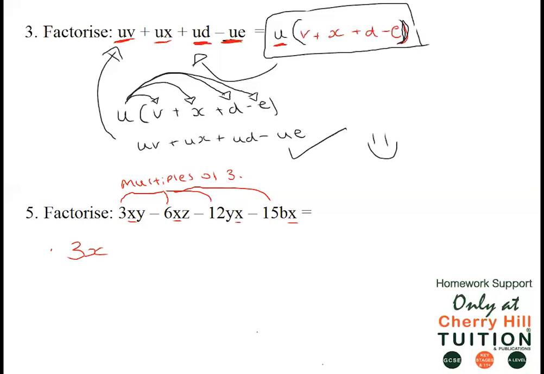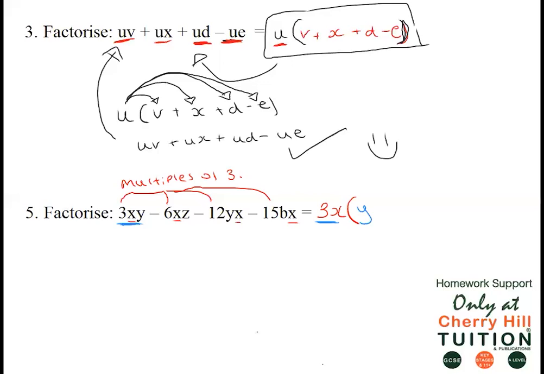So let's write this next to the question. We can take out 3x, okay? We now need to ask ourselves, what do we need to multiply 3x by in order to get 3xy? So we already have the 3x, the only thing missing is the y. So our answer is y.